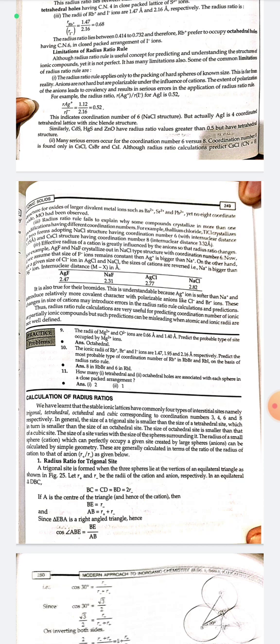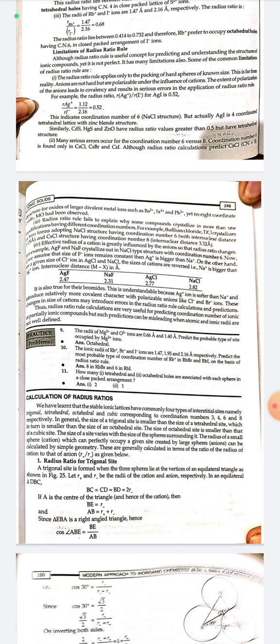For example, AgF and NaF crystallize in the NaCl type structure with coordination number 6. Now, if we assume the size of the fluorine ion remains constant, then Ag positive is bigger than Na positive. On the other hand, for a given size of chlorine ion, in AgCl and NaCl the sizes of the cations are reversed. Na positive is bigger than Ag positive. The internuclear distance between M and X is given in angstroms. It is also true for their bromides.